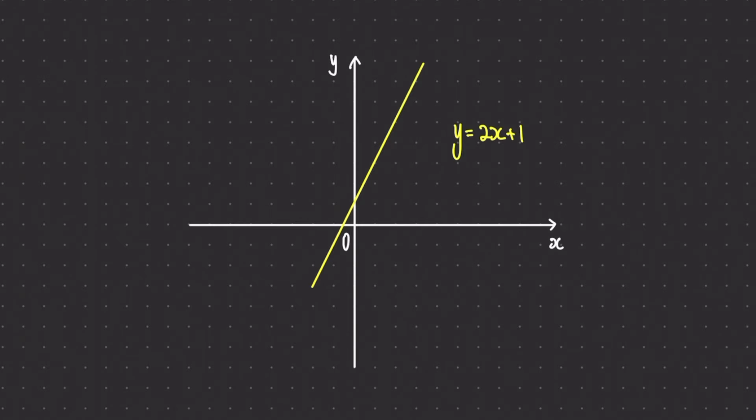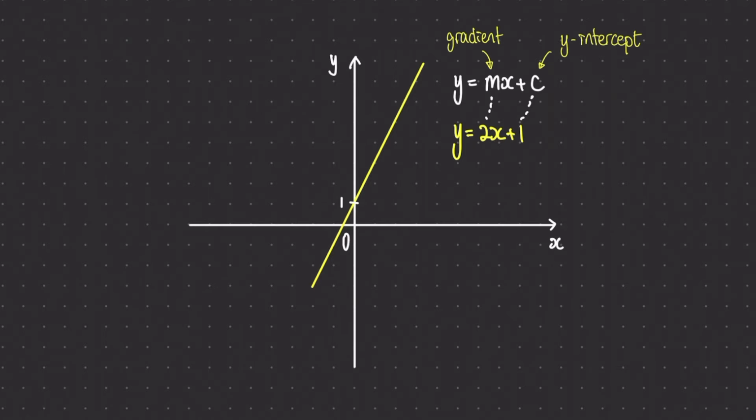So let's turn our attention to the plus 1. We can see that the yellow line crosses the y-axis at the coordinate 0, 1. So that means that the y-coordinate of that intersection point is 1. So we know that the straight line equation from before is y equals mx plus c. We know from before that our m is the gradient. And now we can see that our plus c corresponds to the y-intercept.